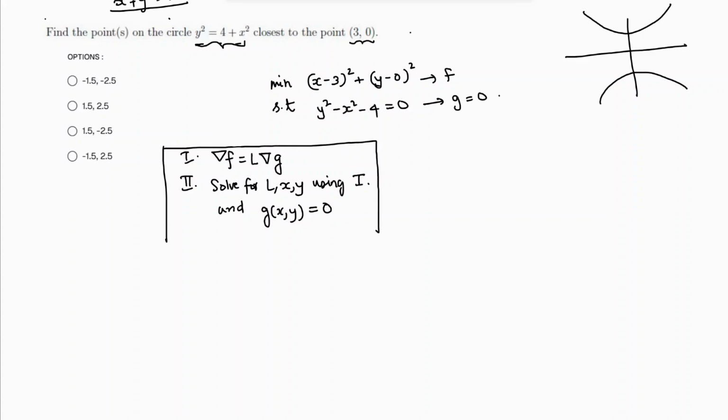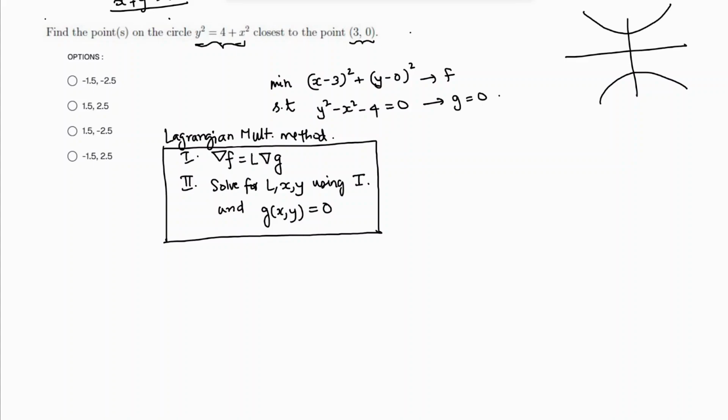So this is the Lagrangian multiplier method, right? If you want a video on why this makes sense, and the logic and the proofs behind the Lagrangian multiplier method, let me know in the comments down below, okay?